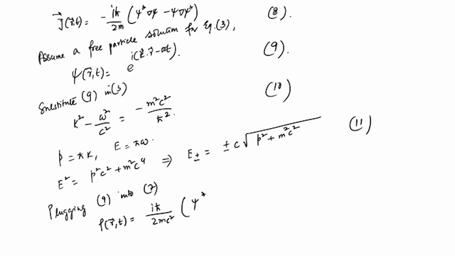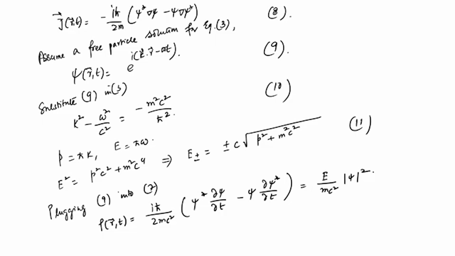I write it again here just for convenience: psi star del psi del t minus psi del psi star del t. With the ansatz written in equation 9, this gives you E divided by m c square times mod psi square. And where of course E is equal to this thing. So, E can take positive and negative values, and hence this probability density can be either positive or negative.